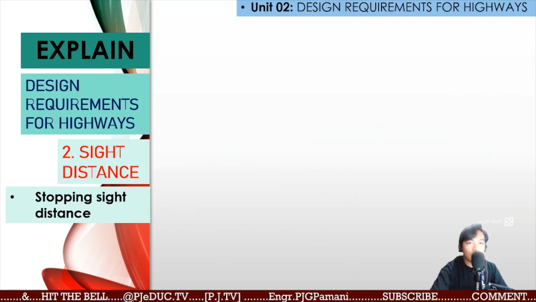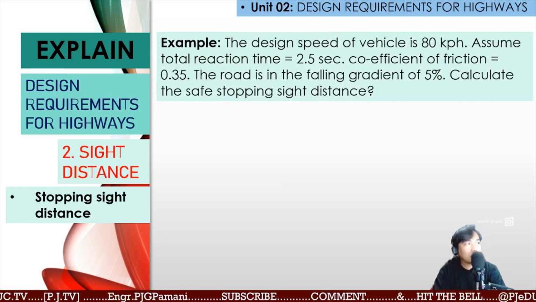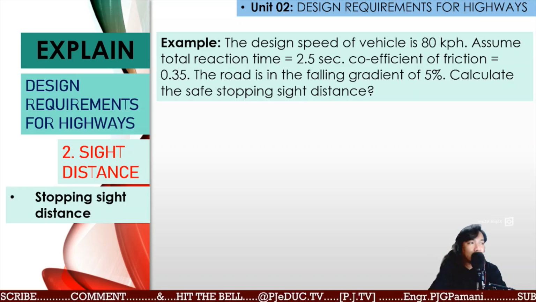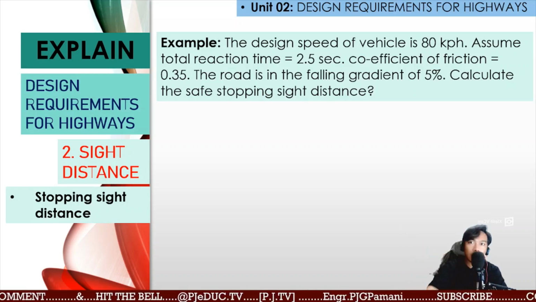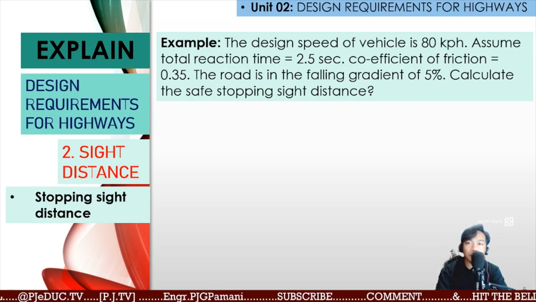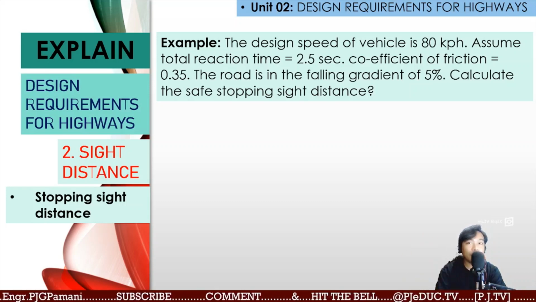Okay? An example on stopping sight distance is this one. The design speed of the vehicle is at 80 kph. Assume a total reaction time of 2.5 seconds. It doesn't say whether it's a rural or urban highway. So basically, we're on a standard highway. Two-way, two-lane. Normal roadway at 2.5 seconds reaction time.